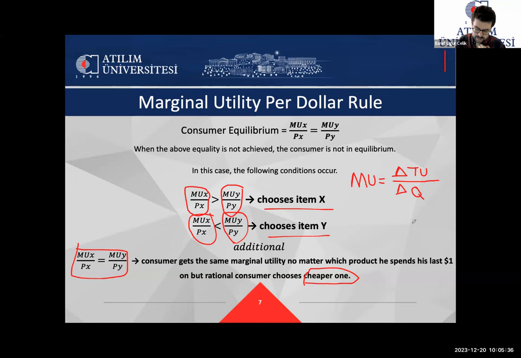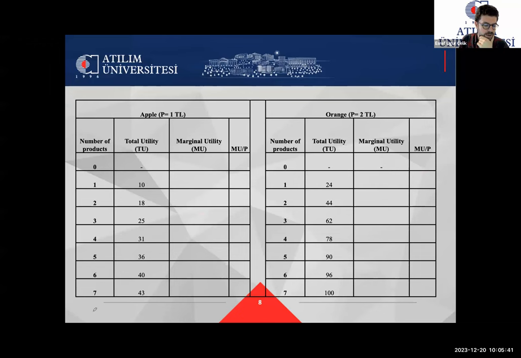Let's assume that we have two goods, apple and orange. In the first column, I give the product quantity. In the second column, the total utility, third the marginal utility, and in the last column the marginal utility per price. For the apple the price is one. For the orange the price is two.